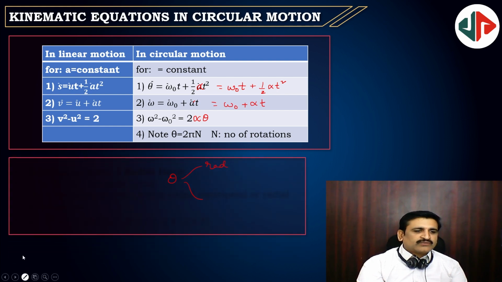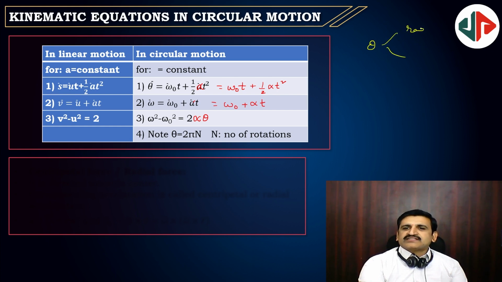Still some more is there, so I will use other space with another color. Angular displacement theta is given either simply in radians or in rotations. If it is rotations, you can use the letter n, then theta is equal to 2 pi n. One rotation is 2 pi radians, that's why.